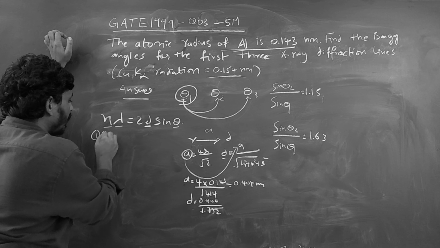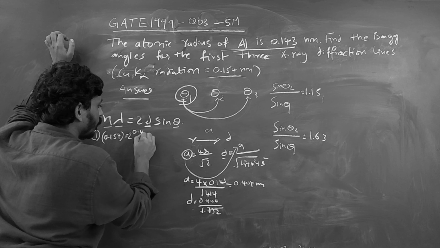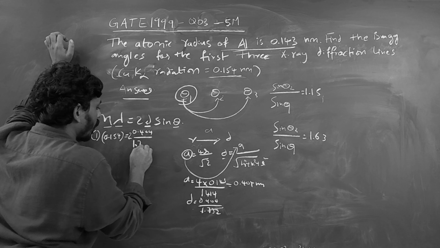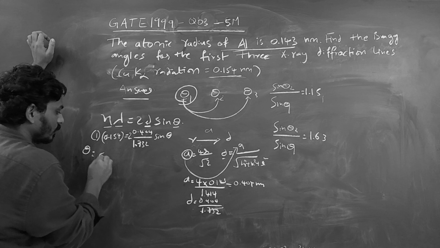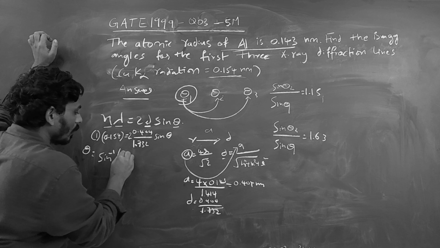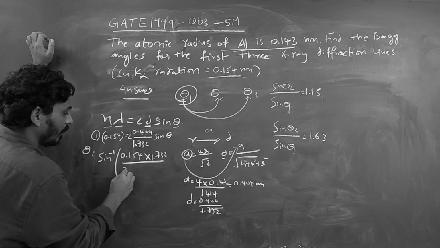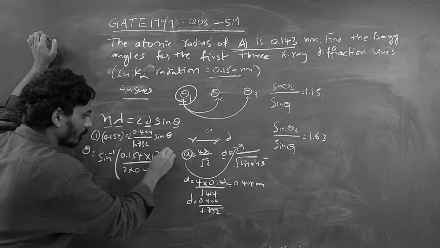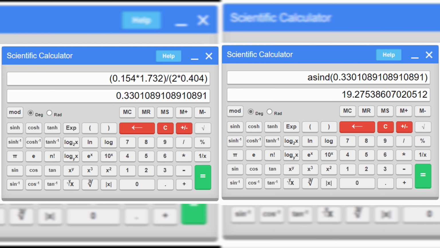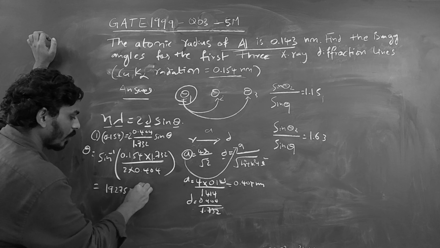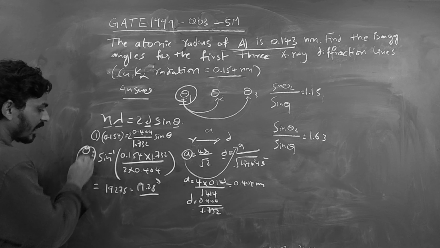So 1 into 0.154 is equal to 2 into 0.404 by 1.732 into sin theta. So theta is equal to sin inverse of 0.154 into 1.732 by 2 into 0.404. If we put this in our GATE calculator, 19.275, that means 19.28 degree. Now we know our theta 1 value.